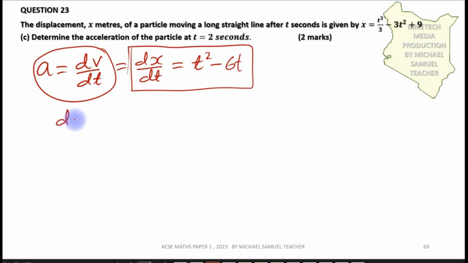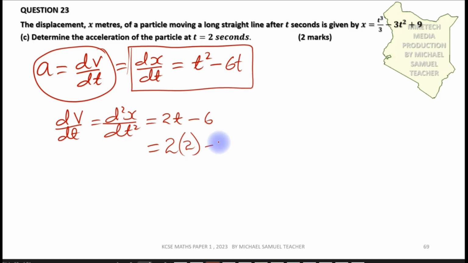So dv/dt, differentiating this again, I get 2t minus 6. Therefore at t is equal to 2 seconds, 2 times 2 minus 6. So this will be 4 minus 6, which is minus 2 meters per second squared. And that is the acceleration of the particle at t is equal to 2 seconds.